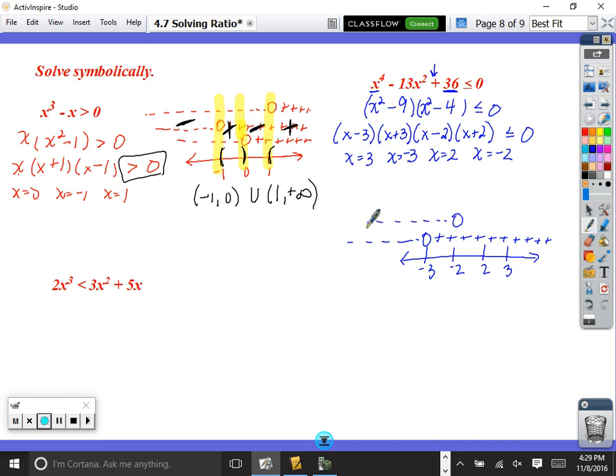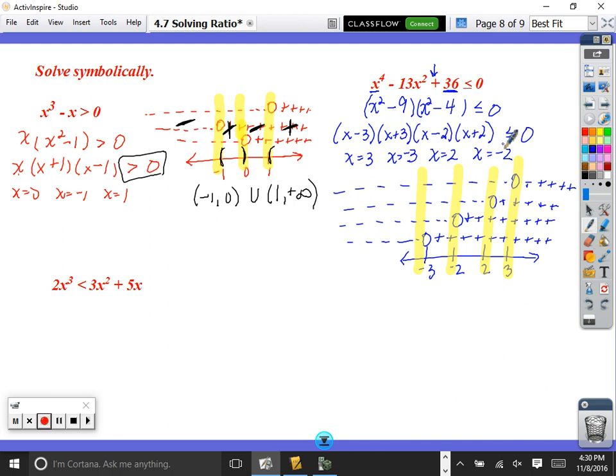0. Left is negative, right are positives. This was a 0. Left are negatives, right are positives. And this was a 0. Left are negatives, right are positives. So that breaks it into 1, 2, 3, 4, 5 sets of factors.